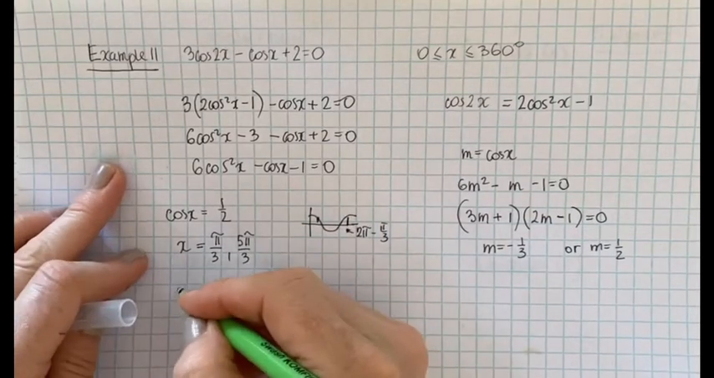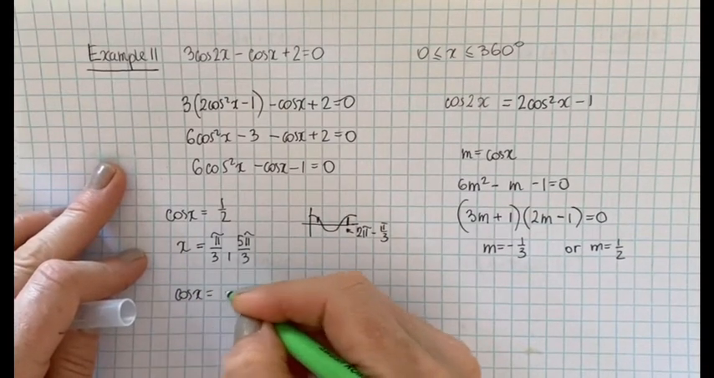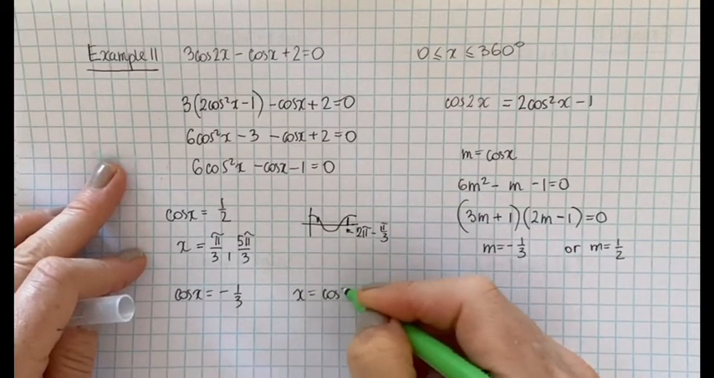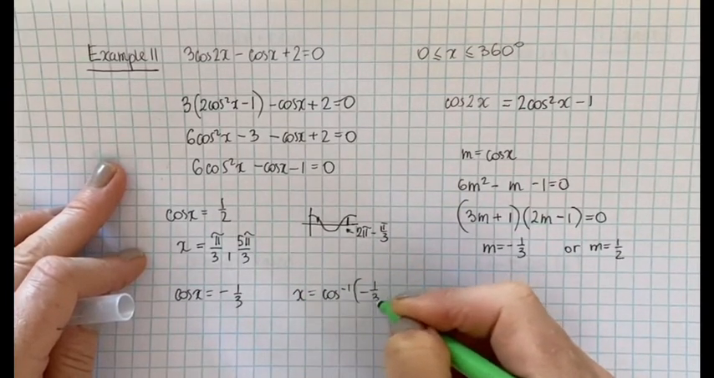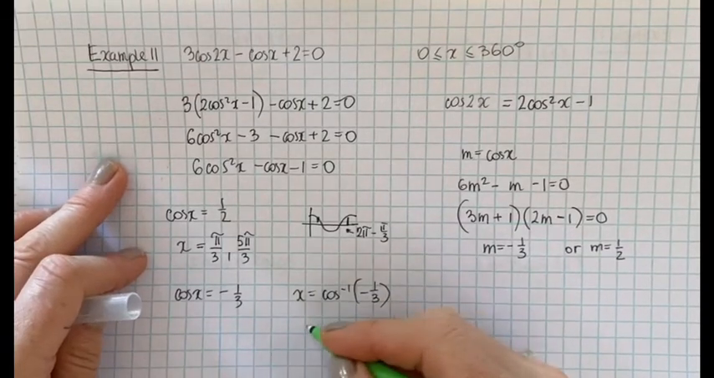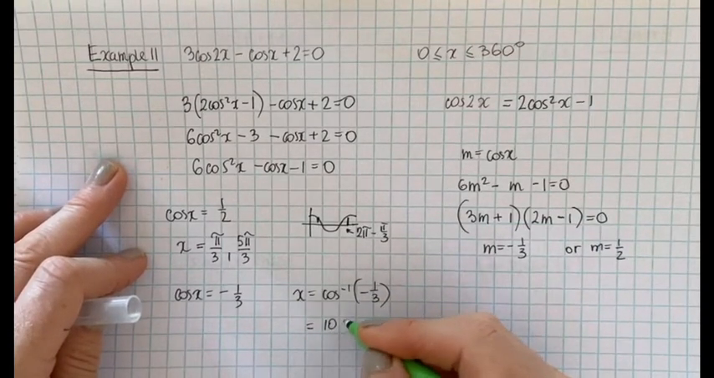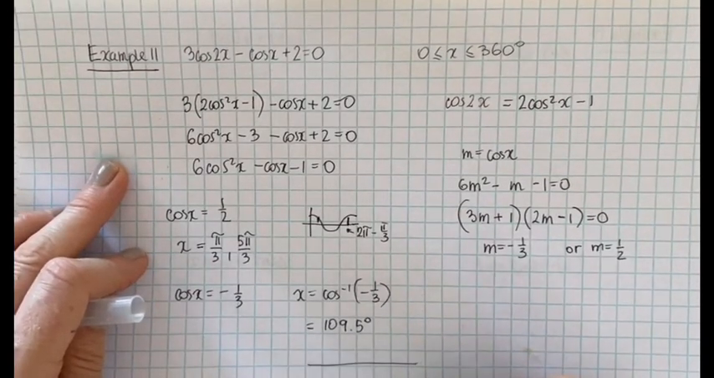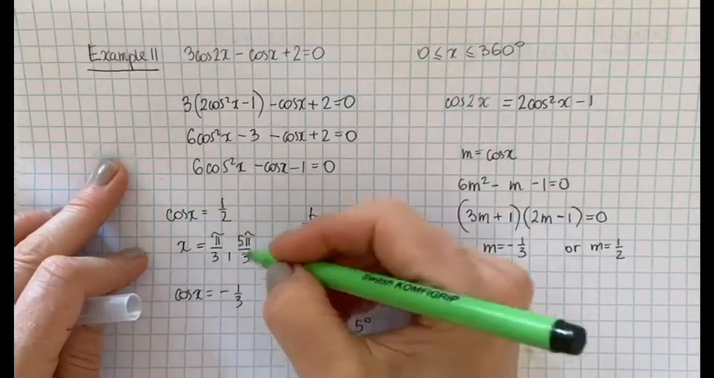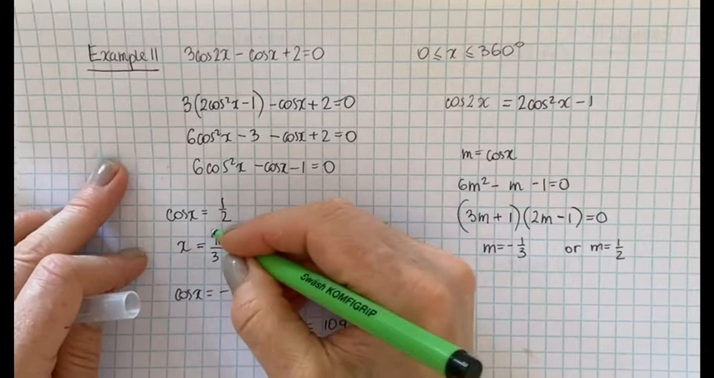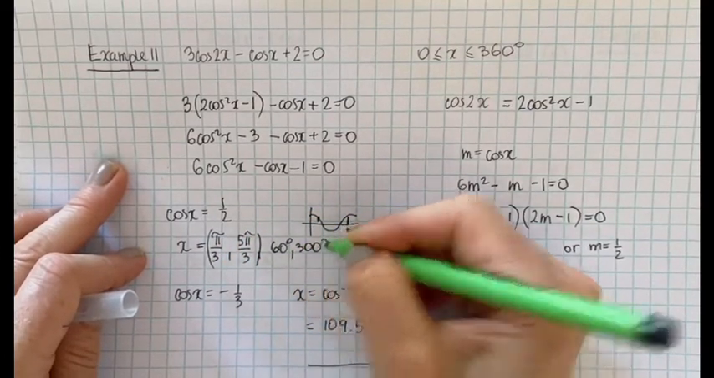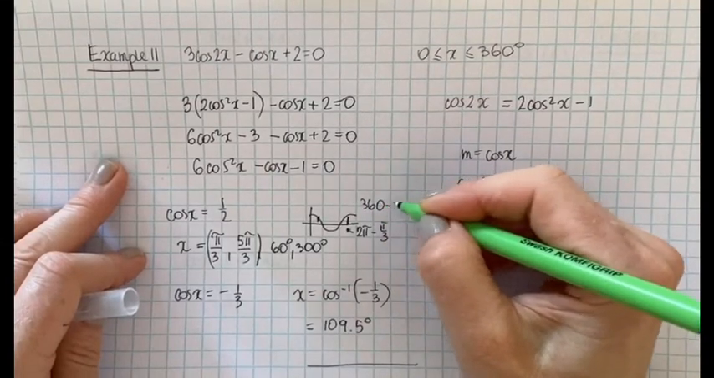The second equation is cos x is equal to minus 1/3. So x is cos inverse of minus 1/3. This gives me the first angle 109.5, and the second one. We're in degrees here, I do apologize. This should be in 60 degrees and 300. There you go, because that's 360 minus 60.